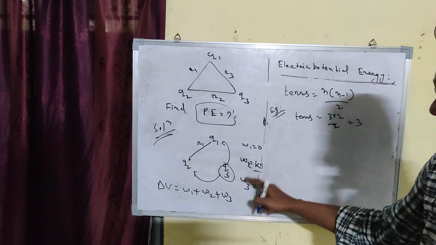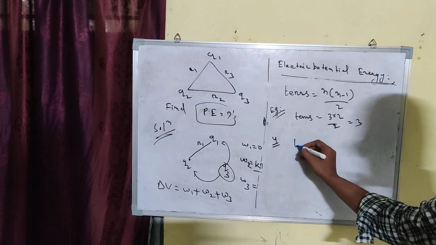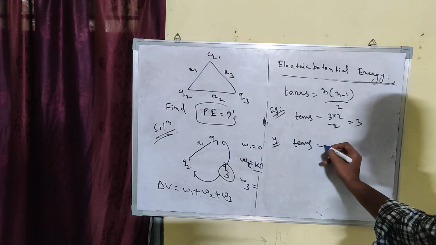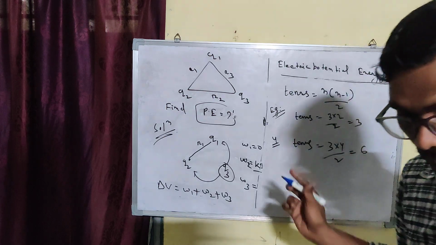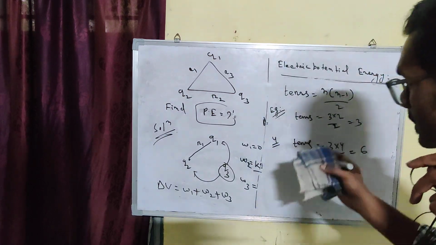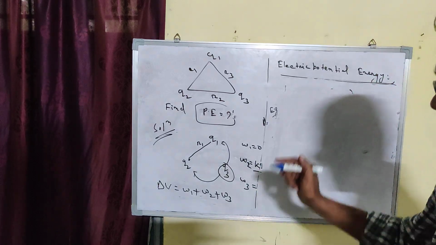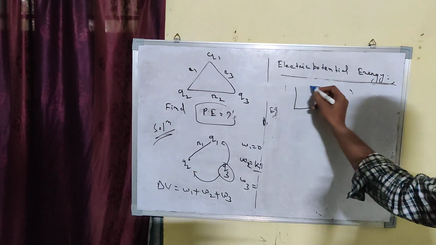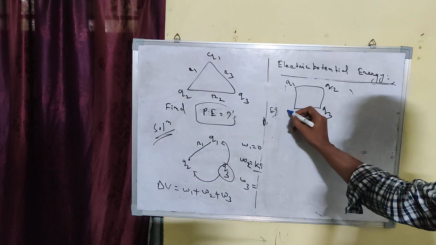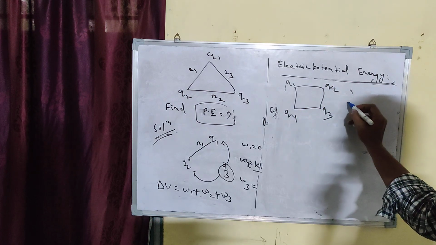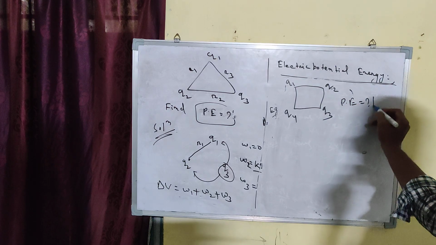So here let's say 3 charges are there, so terms कितना आने वाला है, 3 into 2 by 2, so 3 terms will be there as you can see. Okay, if 4 charges is there, so terms कितना जाएगा, how many terms will be there, 4 into 3 by 2, so 6 terms will be there. So you can remember this formula also, and you can make a homework. 4 charges system is there, and you can find the net potential energy of the system. We have to find that.